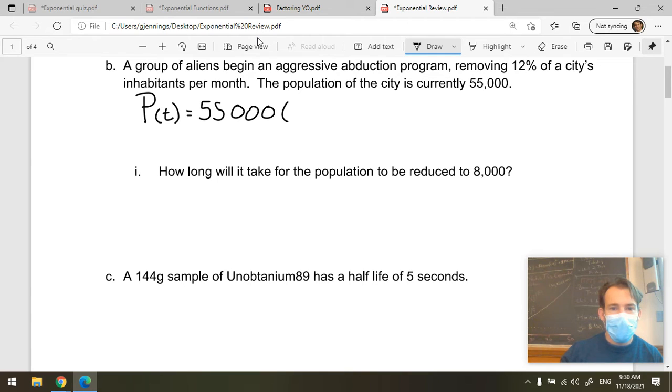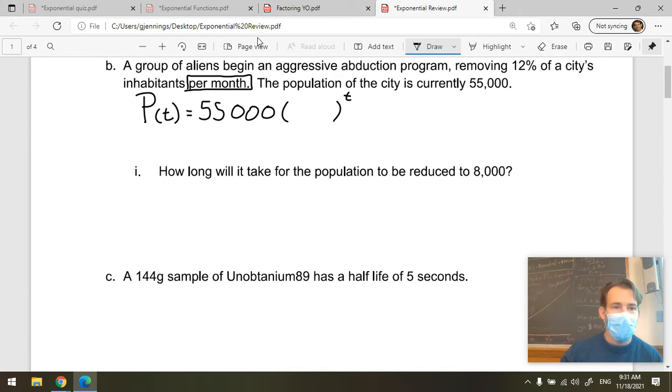multiplied by the growth factor B raised to the power t. t is months, because this is per month. So you're just aware of that. You're going to input a number of months here and then put the number of months there, and that's going to lower the population by 12%.